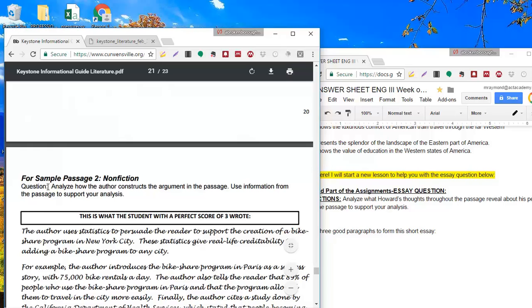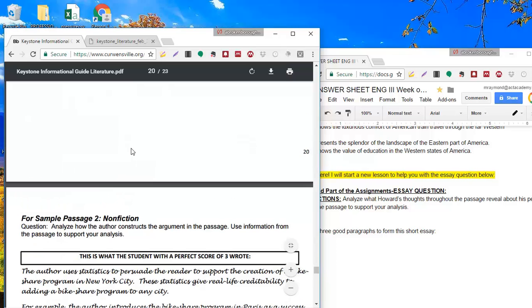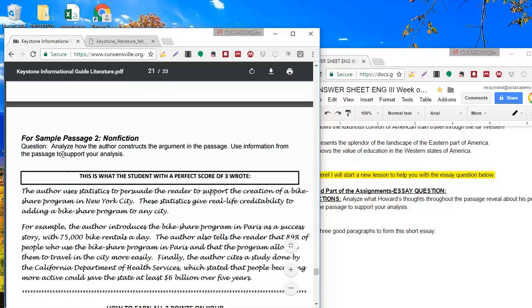Let's look at the question. Analyze how the author constructs the argument in the passage. Use information from the passage to support your analysis. I'm going to repeat that. Analyze how the author constructs the argument in the passage. So the first thing you need to find is the argument in the passage. Use information from the passage, which is the story, to support your analysis. This is the question.